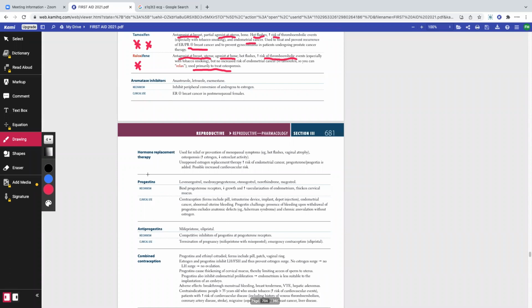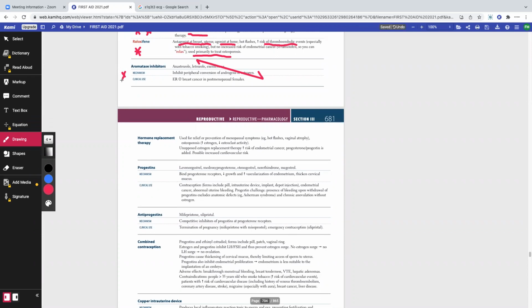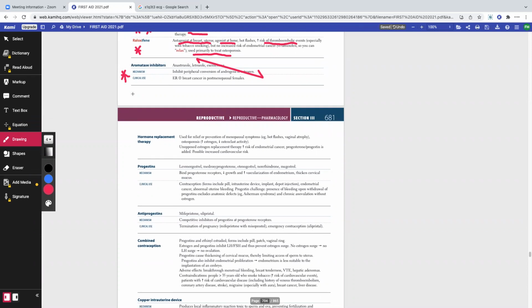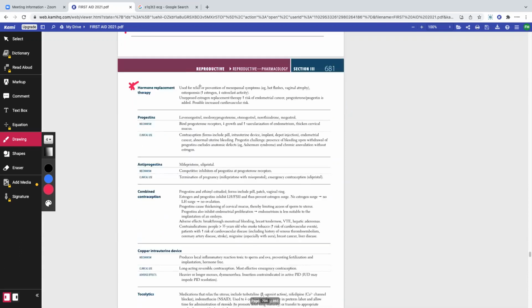Is everyone ready? Yes or no? Hormone replacement therapy. Hormone replacement therapy is the replacement of estrogen and progesterone in a patient who has no estrogen and progesterone, right? For example, a postmenopausal female, Turner syndrome, patients who have ovarian dysgenesis, patients who are having menopause, who have primary ovarian insufficiency or premature ovarian failure. In all of these patients, we can give hormone replacement therapy, and this is a star drug. It's used to relieve and prevent menopausal symptoms, very high yield, that of hot flashes, vaginal atrophy.